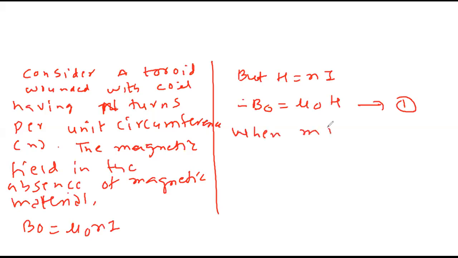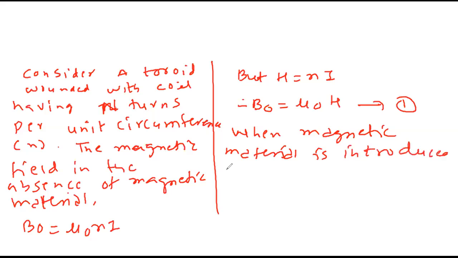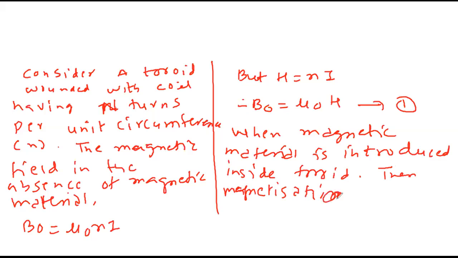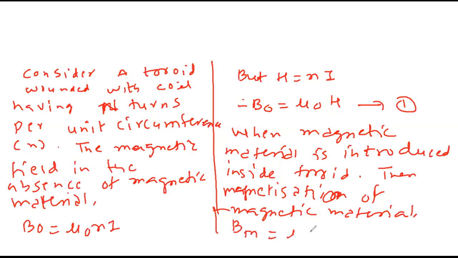When magnetic material is introduced inside toroid, then magnetization of magnetic material, then comma, Bm equals to mu naught Mz, equation 2.